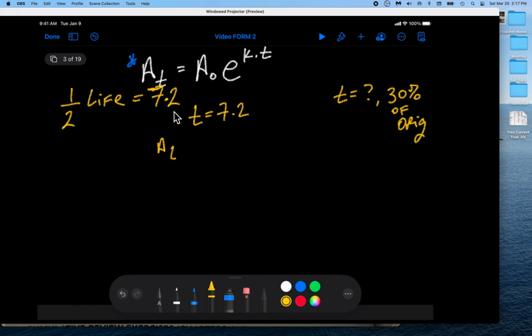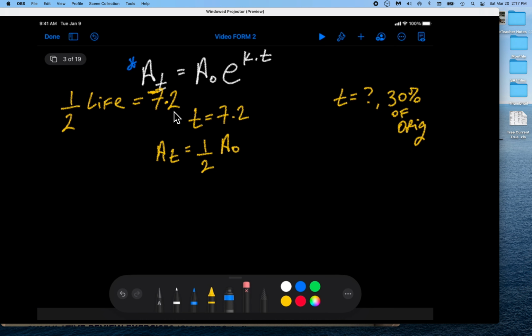A of t is going to equal 1/2 the original amount. That is a huge help to us finding the equation. So now, instead of A of t being an unknown, we know that they're looking for 1/2 of the original amount.